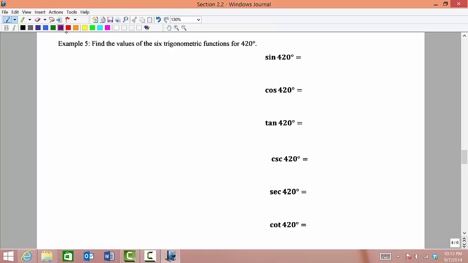Find the values of the 6 trig functions for 420 degrees. First, let's graph our angle, 420 degrees. We notice that 420 degrees is larger than 360, so let's find how many rotations need to be completed. So we have 420 minus 360, we get 60 degrees. So we have one complete rotation and then 60 degrees more.